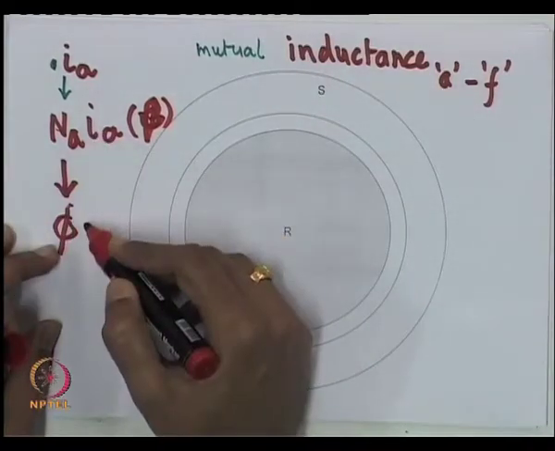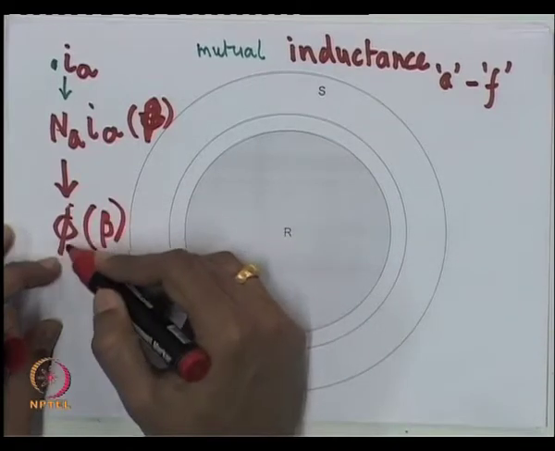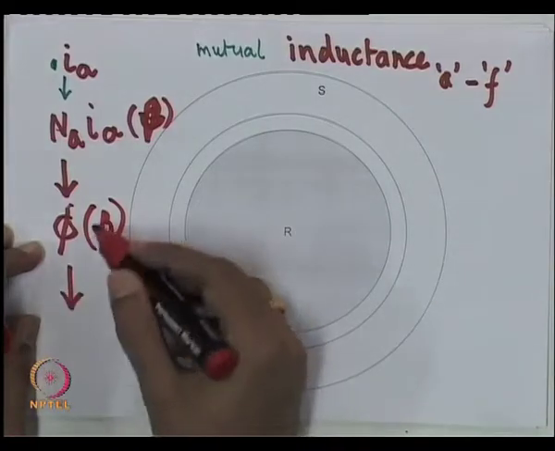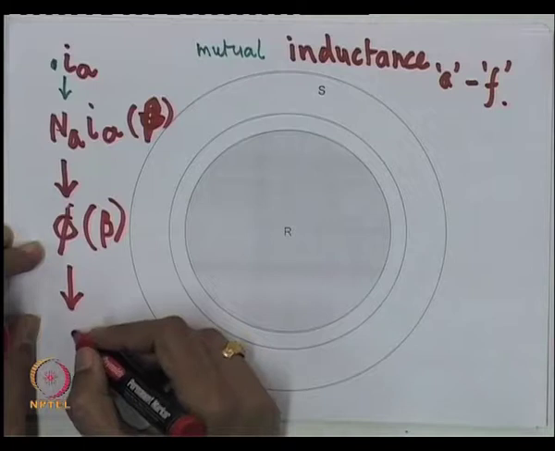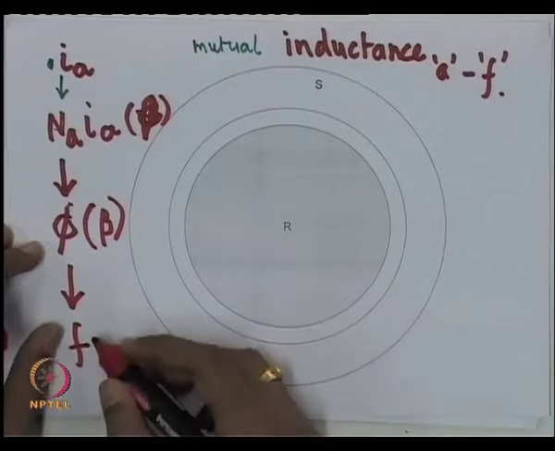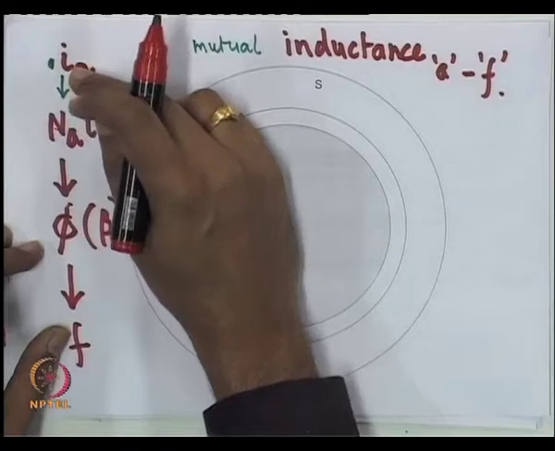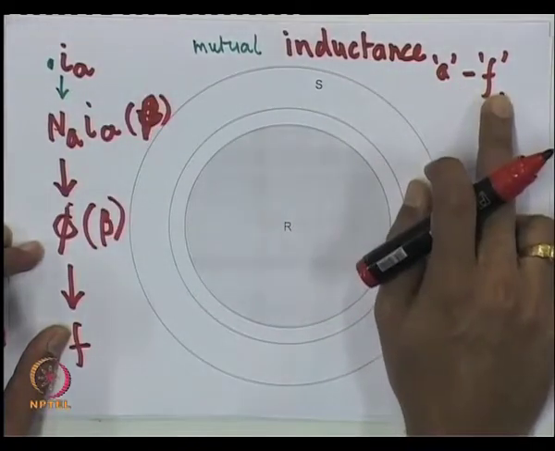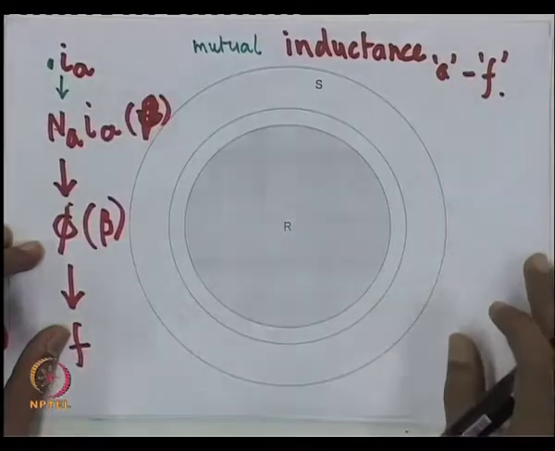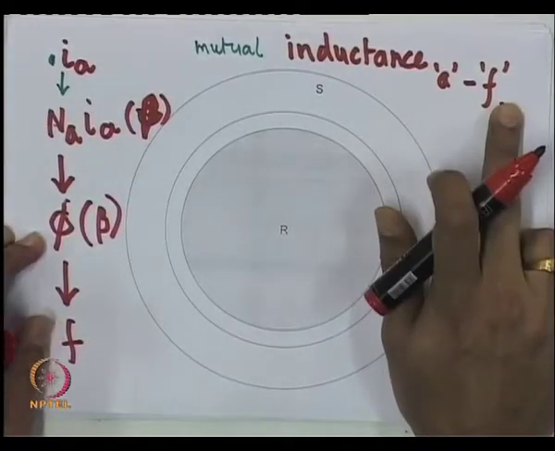This will cause a flux, which also will have an angular distribution; it is not a constant value everywhere in the air gap. Then you will have to find out what is the component of flux which is linked with the field winding. Once you calculate the component of flux linked with the field winding, one will be able to compute the mutual inductance between A and F. That is the basic procedure we need to apply before we get the mutual inductance between the winding A and the winding F.